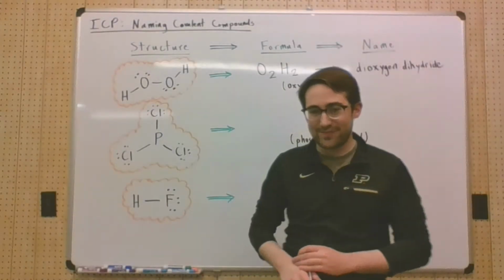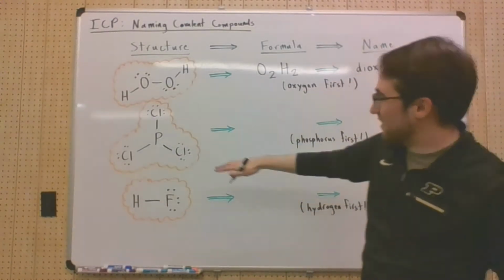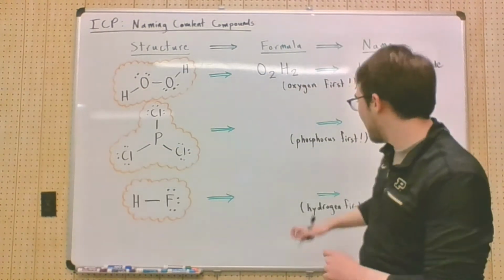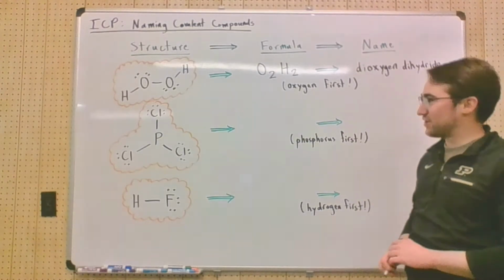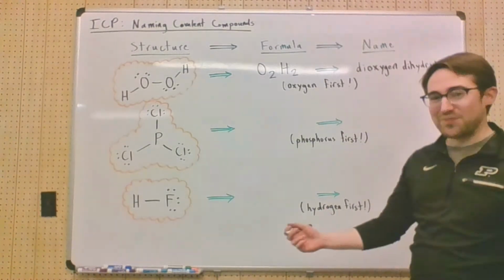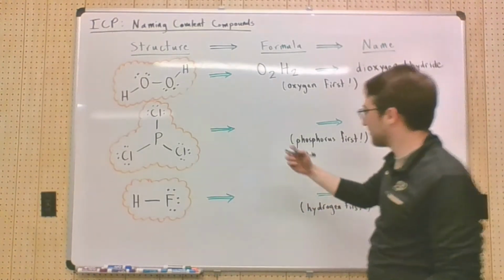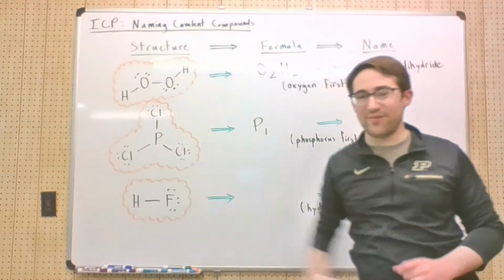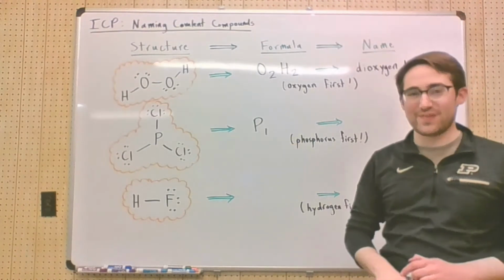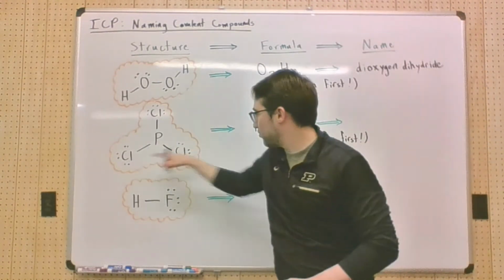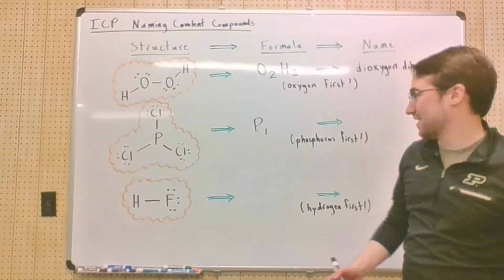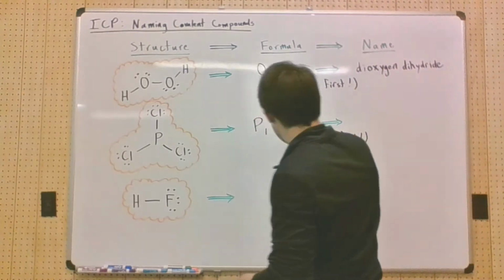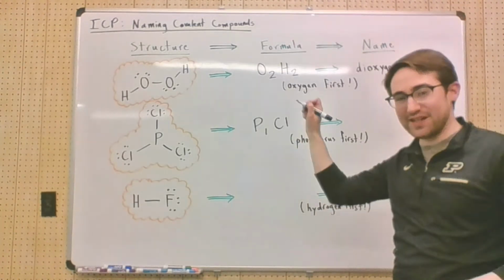Okay, let's do another. All right, this guy right here, so he has phosphorus and chlorine in it, and we want to put phosphorus first. Okay, so for my formula, P is the symbol for phosphorus, and I just have 1 of them, so I'm just going to put a little 1 down there. All right, I've got 3 chlorine atoms in this, so the symbol for chlorine is Cl, and I've got 3 of them, so I need a little subscript 3.